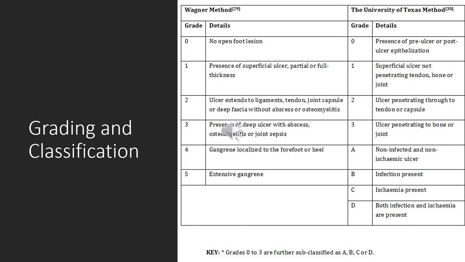Once again, I just want you to be aware of some neuropathic foot ulcer grading and classification systems. You do not need to memorize these, but I want you to be aware that they're out there and understand what goes into them so that you can understand how that relates to risk factors for development. The first one is the Wagner, and the second is the University of Texas method.